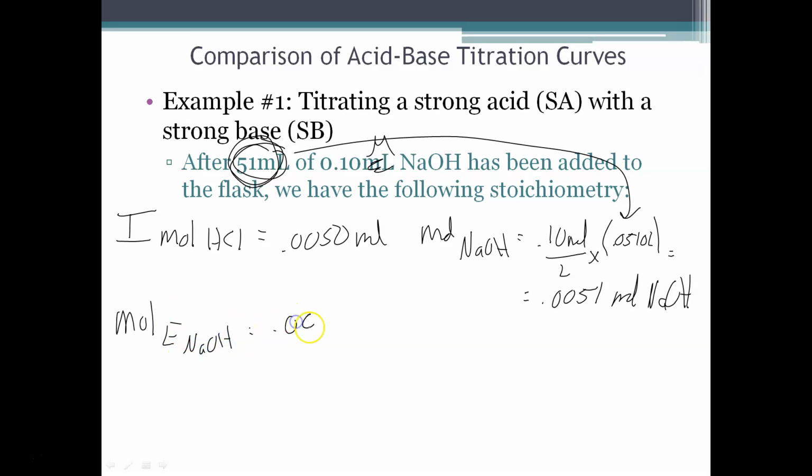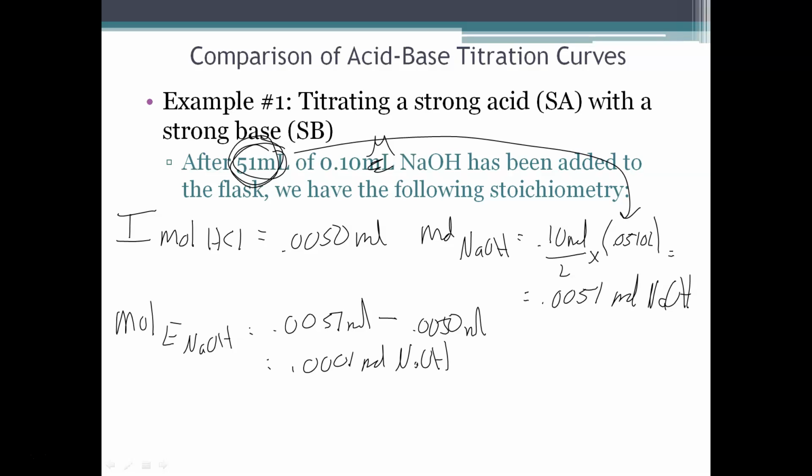So moles of excess NaOH is simple. You have 0.0051 moles of NaOH minus 0.0050 moles of HCl. Gives us an excess of 0.0001 moles NaOH. The first example, we had 0.0001 moles of HCl as our excess.